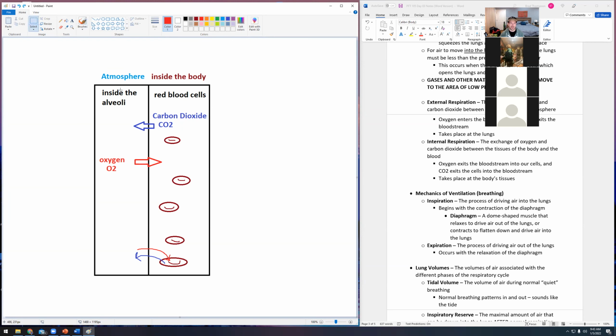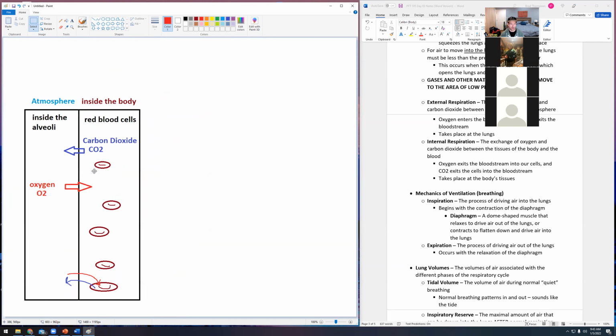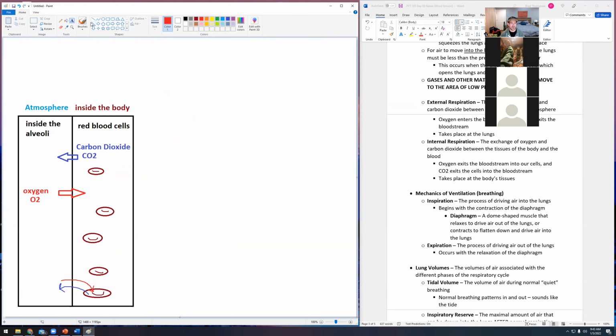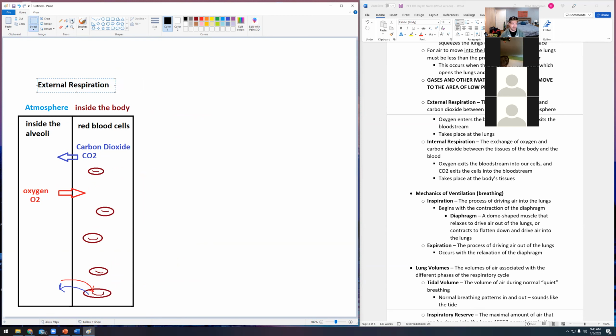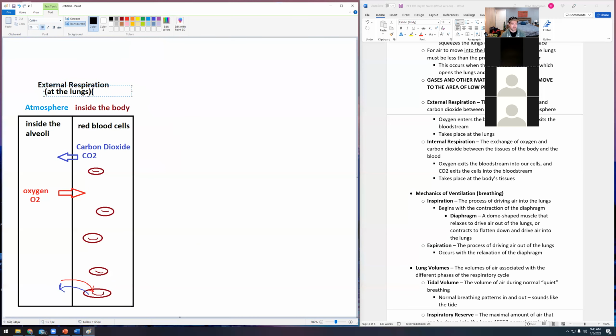That is why we call this whole thing an example of what we call external respiration. Okay, so external respiration is taking place in the lungs, right? Actually, I'll put that up here. And so external respiration is taking place at the lungs. Technically, this is outside your body, right?